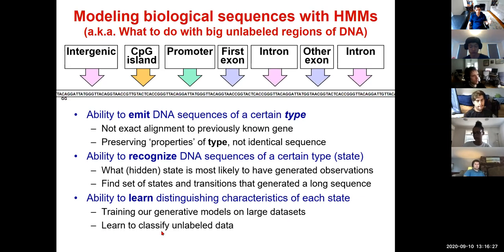And we can learn to classify either labeled or unlabeled examples. So let's see what's working here on the third component. So the first is going down the arrow, the second is going up the arrow, and the third is figuring out what the arrow actually looks like. What is that modeling function that allows me to both generate sequences and also recognize sequences of a particular type? And how do I train that? Using either labeled data or unlabeled data.